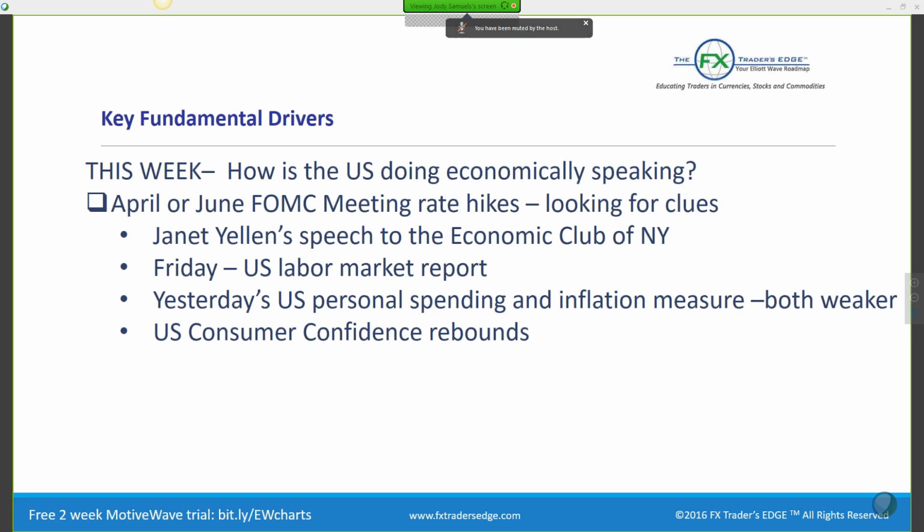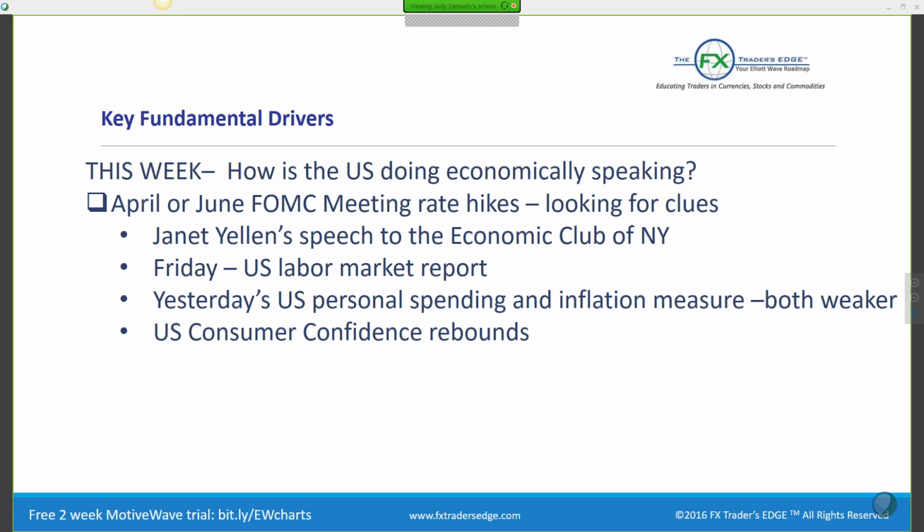How is the U.S. doing economically speaking? The key is April or June FOMC meeting rate hikes, looking for clues. Janet Yellen's speech to the Economic Club of New York is happening right now, and with the euro moving up to 112.5 from 112, which means a lower dollar, it's looking like she's saying that rate increases are on hold until June.